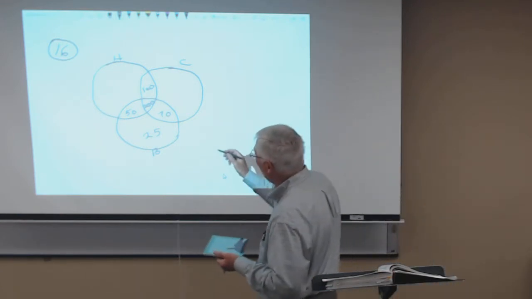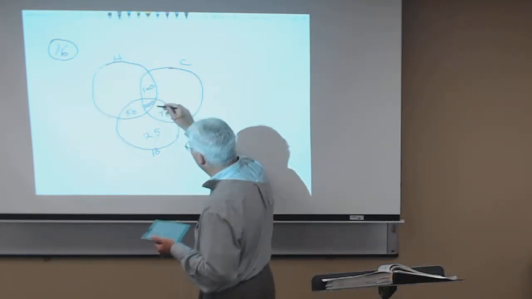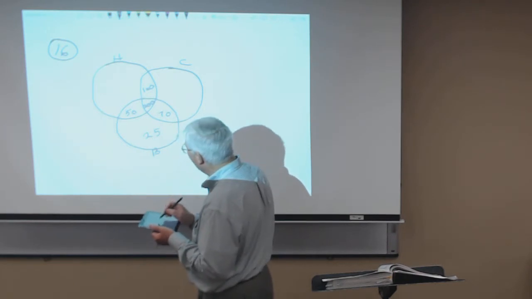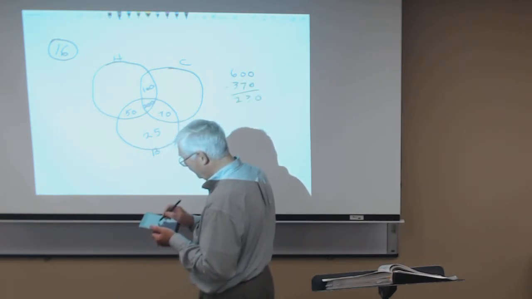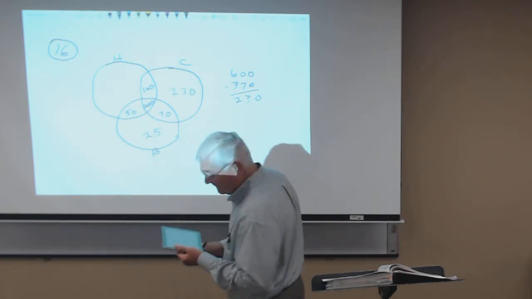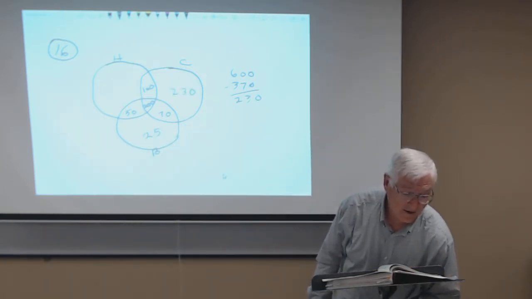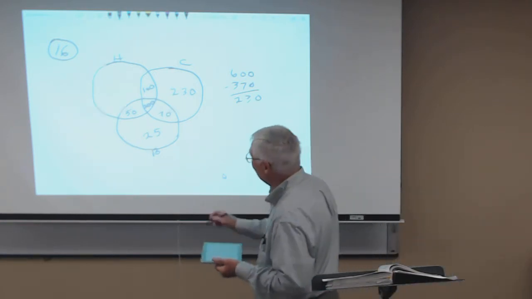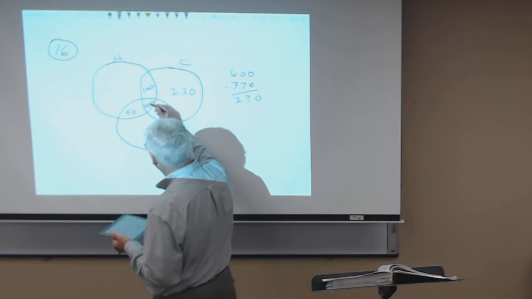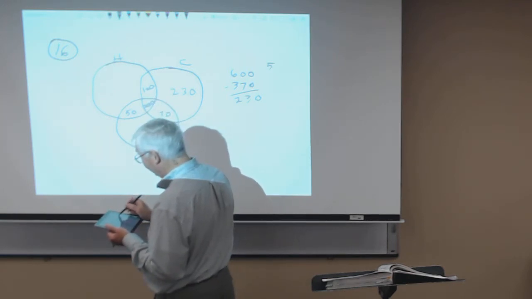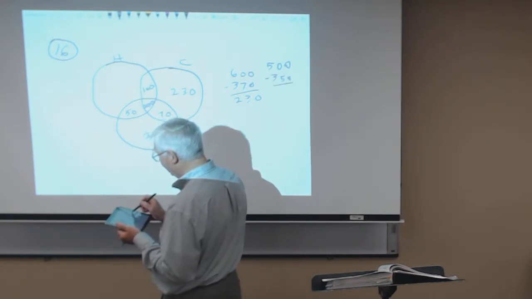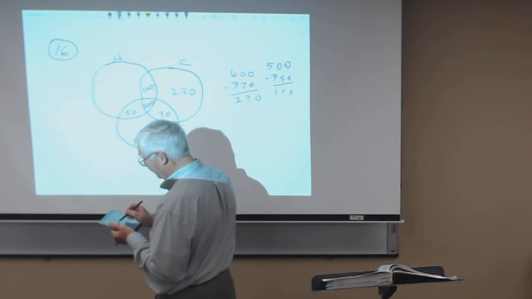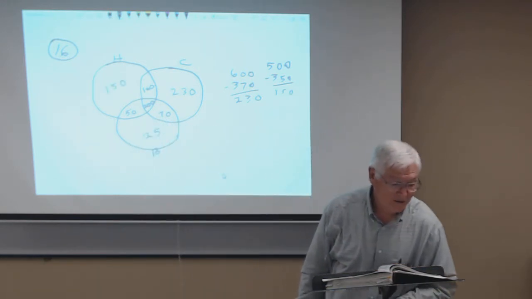And for cars, 600 own cars. So I need 600 here. I have 370. So I need what out here? 600 minus 370 leaves me with 230. 30. And then first line, 500 own houses. So I have 500 here, 350. So 500 minus 350 gives me 150. Now I can answer the questions.